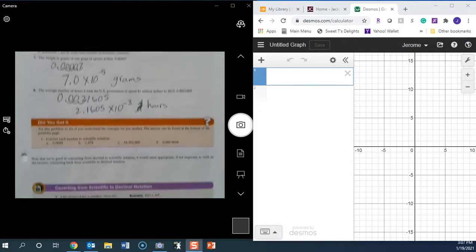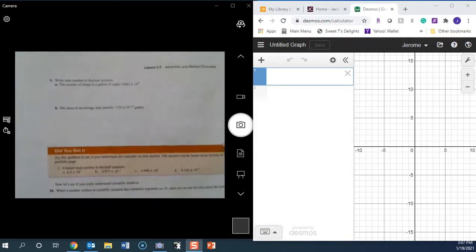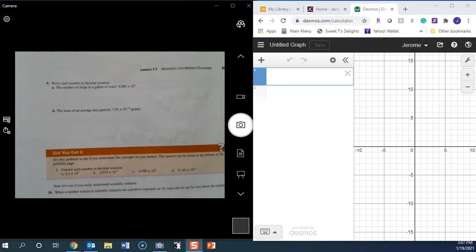Now, if we look here at the next page on the back, it says write each number in decimal notation. Now, we just did scientific notation.